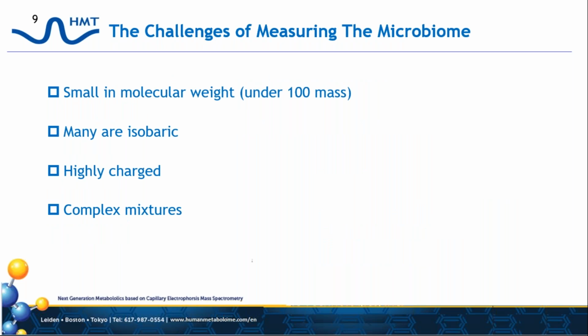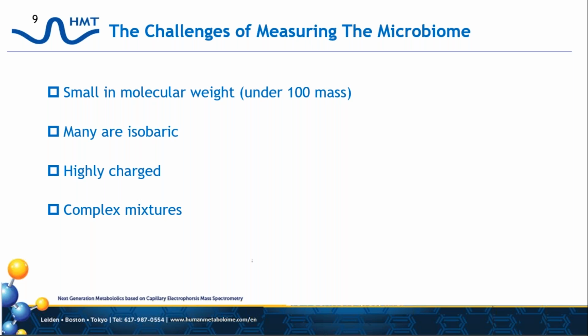The challenges then in measuring these metabolites is that they do run from very small, under mass of 100, up to very large, up to 1,000. Many of them are isobaric, meaning they have the same mass and maybe chemical formula, but different structure. They can have branched versus linear, for example. They often are very highly charged, sulfates, phosphates, guanidino compounds. All these in one complex mixture that has to be separated.